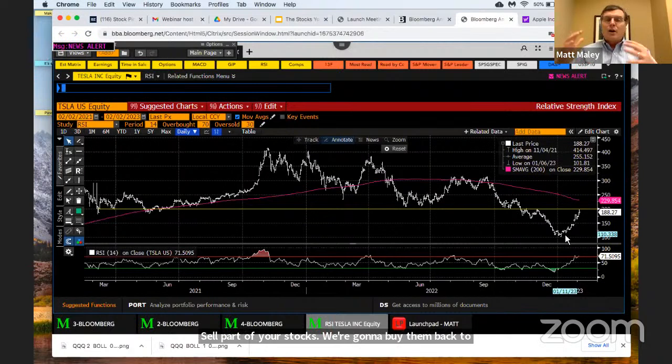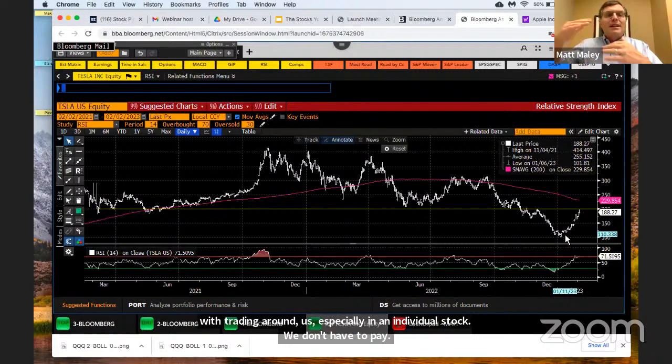Chevron's a great stock. Hold on to that. But if you want to sell half your position or 20% or 10%, go ahead. There's nothing wrong with trading around this, especially in an individual stock where you don't have to pay a commission. It doesn't cost you anything, right? And if you turn out to be wrong, okay, geez.